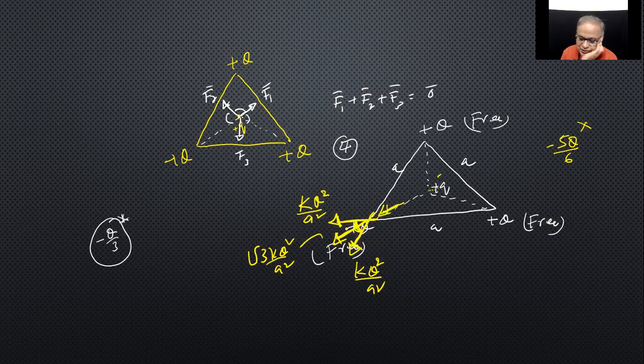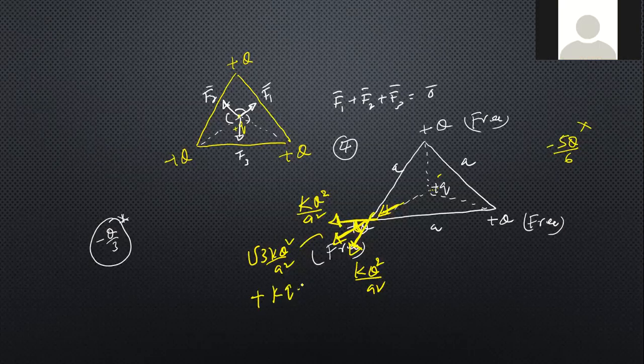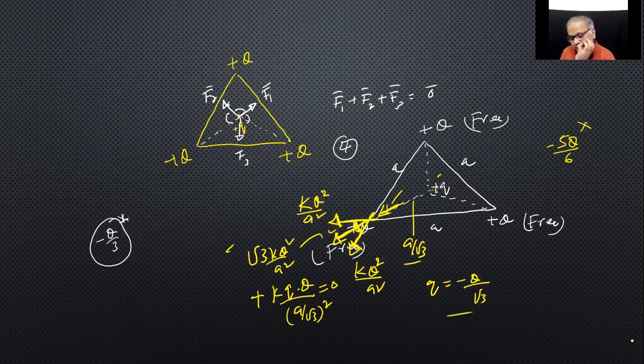Because plus q and plus Q. So that will be how much? K into capital Q into q by a by root 3 whole square. So this plus this equals 0 because this and this are in the same direction. So we'll find q equals minus Q by root 3, I think. Check. Yes, sir, minus Q by root 3.